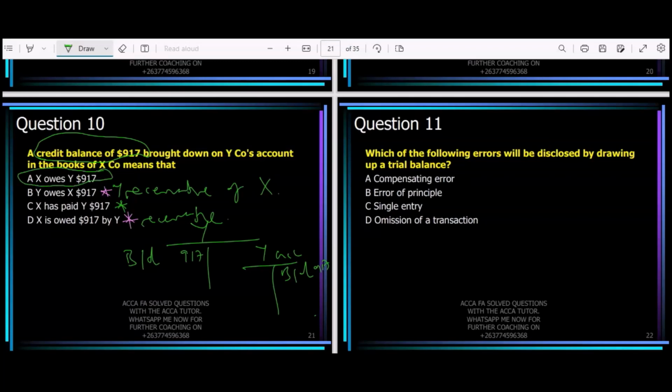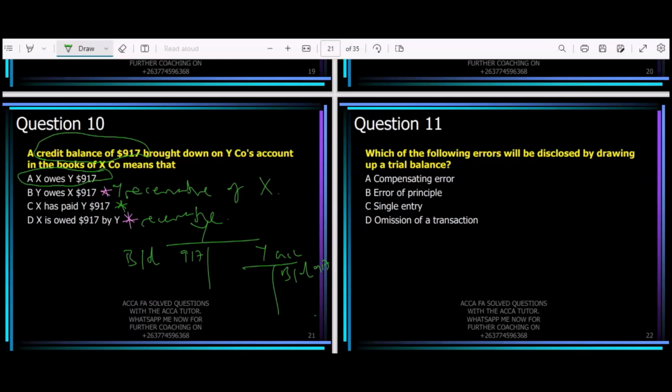Okay, but if X has paid Y, then there is no need to have a balance brought down because the balance has been cleared. It's no longer outstanding. This balance brought down simply means that something is outstanding from past events or from past periods. All right, so I'm sure we have solved this question amicably. Let's move on to question number 11.